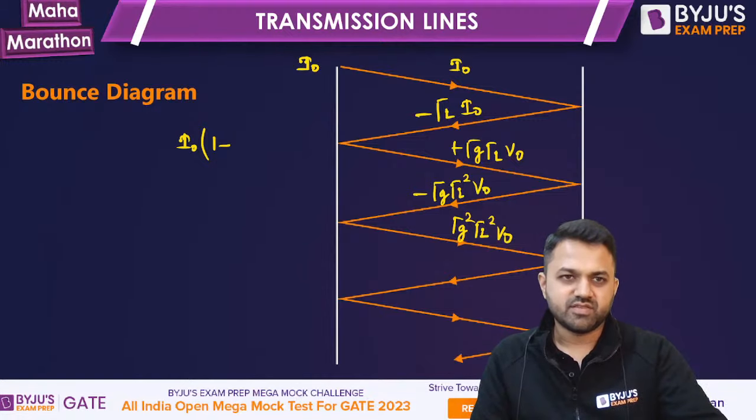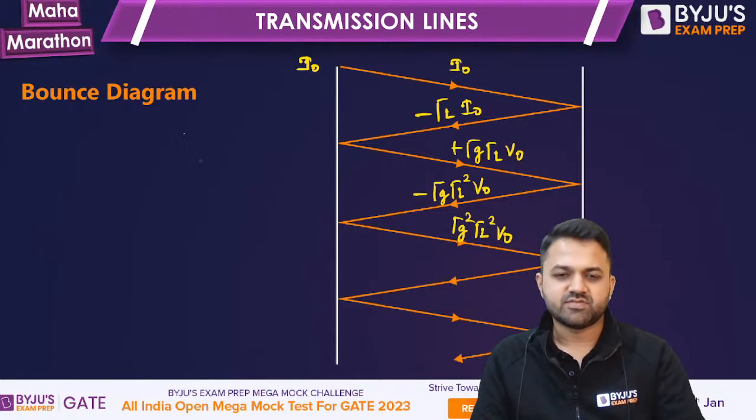So tell me once whether it is clear or not, how I am writing these voltage and current equations. Let me know first.